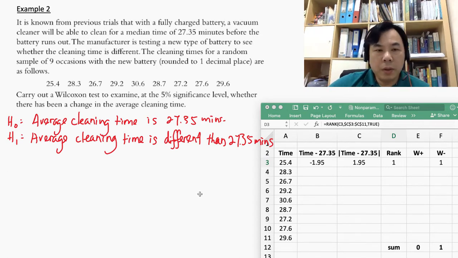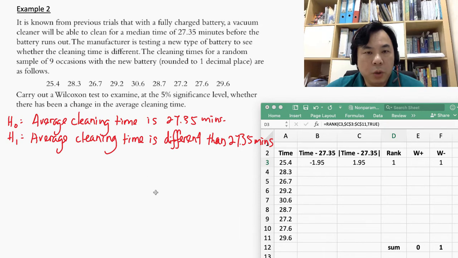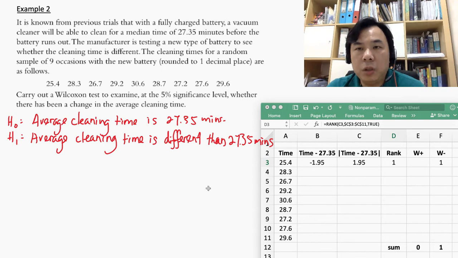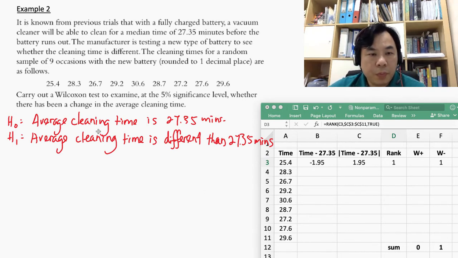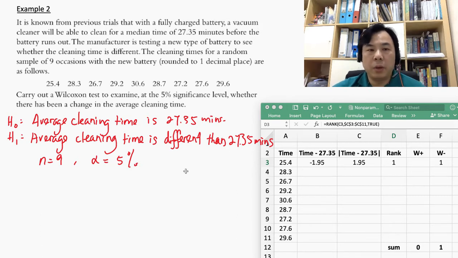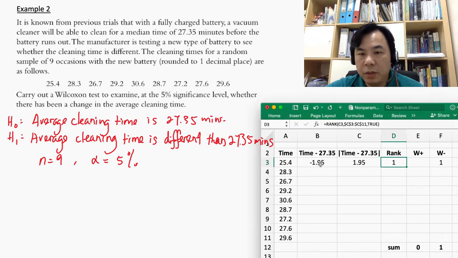All right, so once we are done with this, as usual, we will have to perform the procedures by using the Wilcoxon Signed Rank test. Now, before that, just to check on all the information given, we have a sample size of 9. So we have 9 sets of data, and the alpha is set at 5%. Okay, so now we are ready. We're going to calculate or determine the deviation first, as usual.